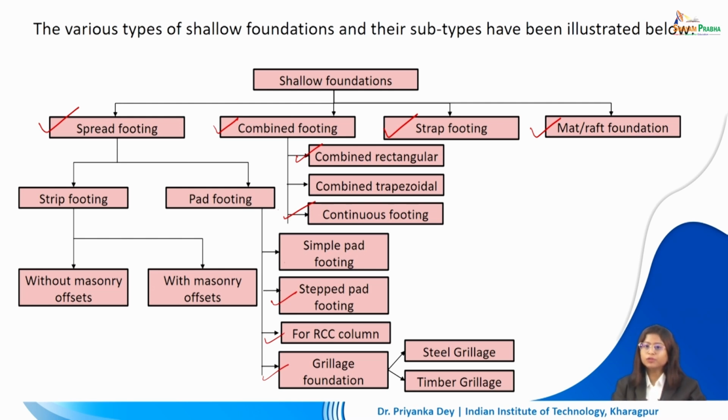The mat or raft foundation is a type of shallow foundation in which your entire base of the building is covered by a mat of foundation. So, we can use even basement walls or ribs or pedestals to create certain portions with greater strength than the others. But what we are doing is, at least the area of the entire house, if not more, is covered by the entire foundation.